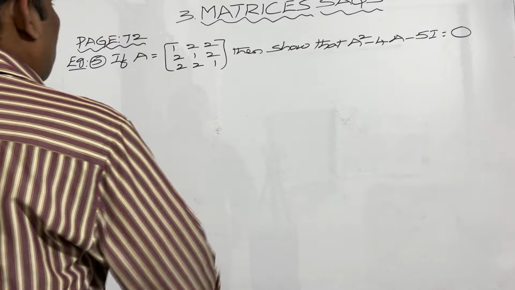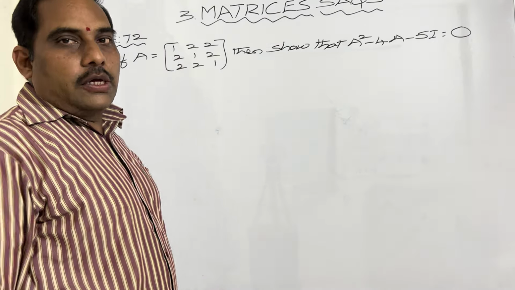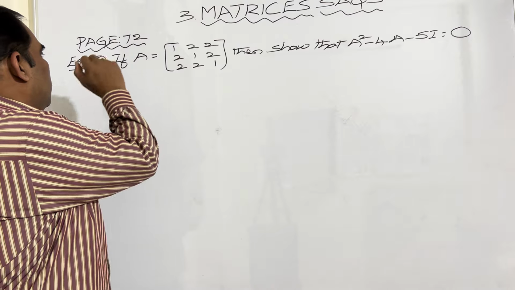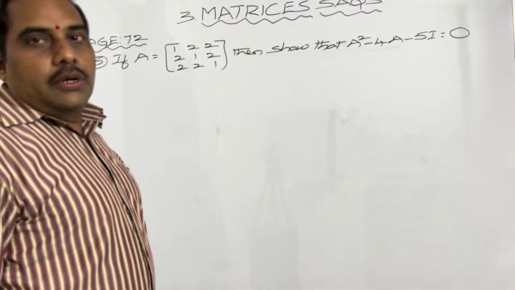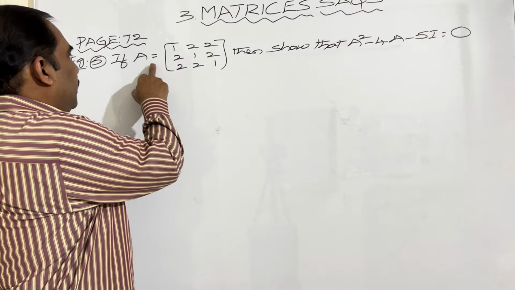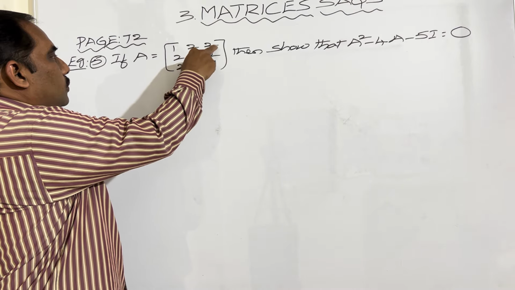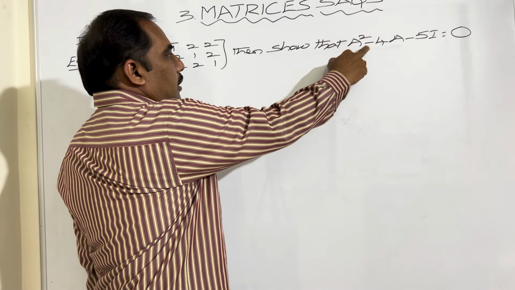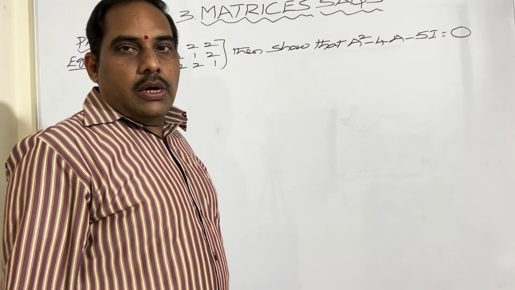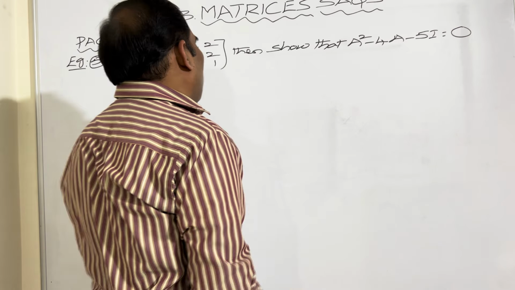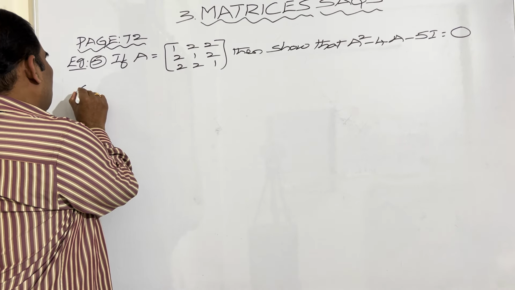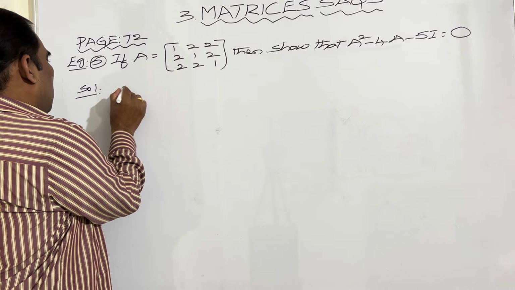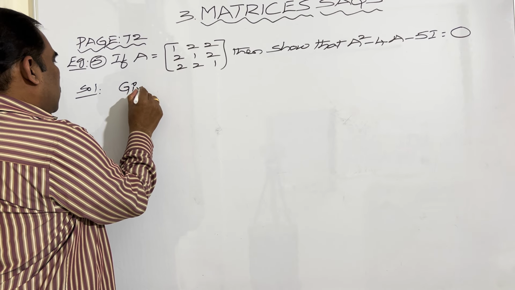In this video we are going to discuss matrices, SAQs. Page number 72, example 5, very important problem. If A is equal to matrix 1, 2, 2, 2, 1, 2, 2, 2, 1, then show that A square minus 4A minus 5I is equal to O.